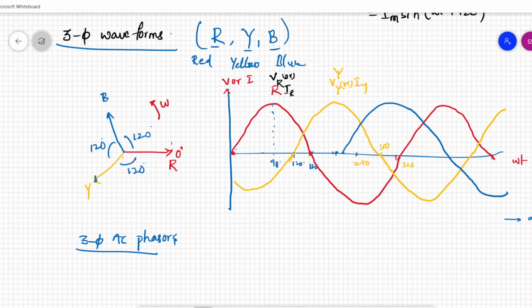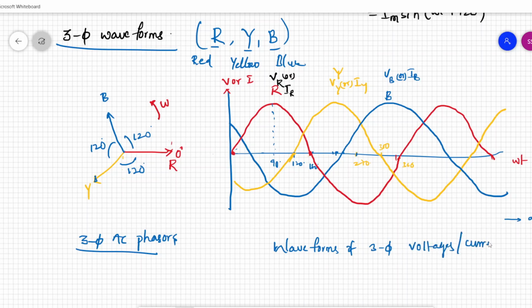Okay, B phase similarly. So this is B phase, right? B phase can be VB or IB. Okay, so these are the waveforms of three phase voltages or currents.